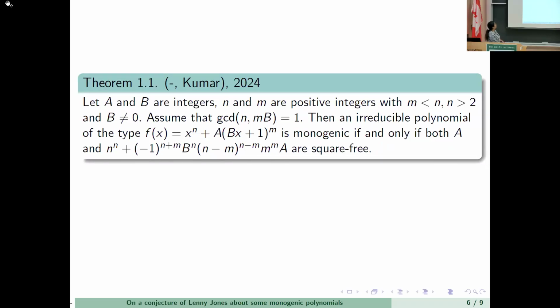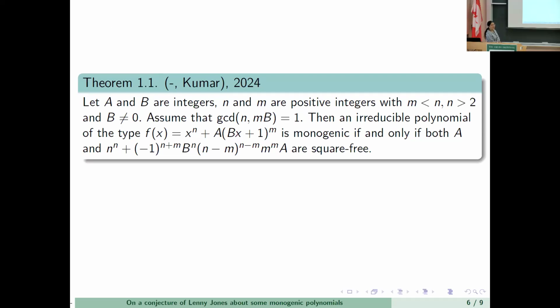We proved this theorem in which we consider this polynomial family. Here we take a to be any non-zero integer, whereas in the original conjecture a was a prime number. We prove that this family of polynomials will be monogenic if two conditions are satisfied. First, a is square-free, and second, this expression is square-free. So if a is a prime number, this gives us the conjecture of Jones. The conjecture of Professor Jones follows from this theorem and is a particular case of this theorem.